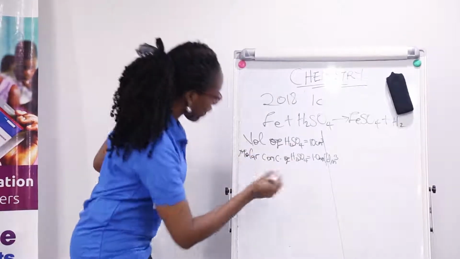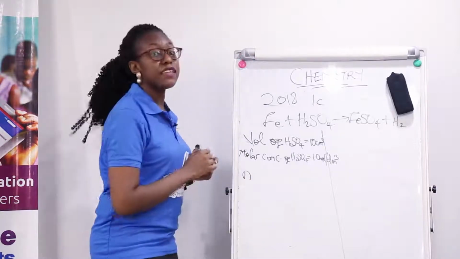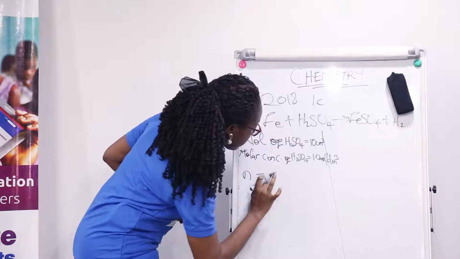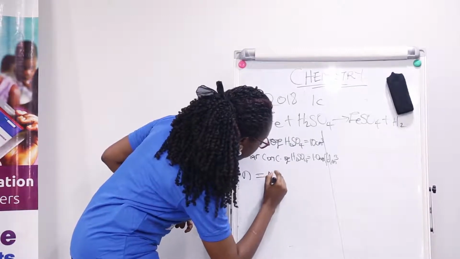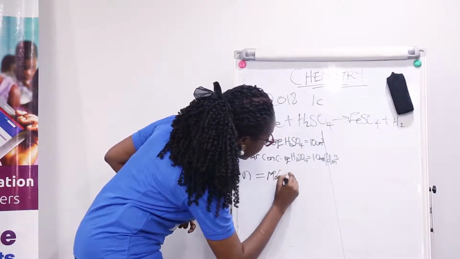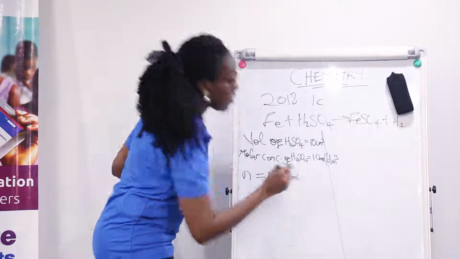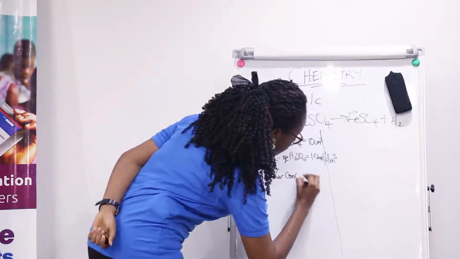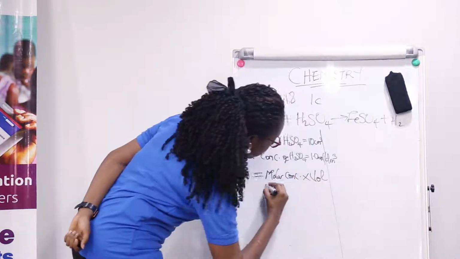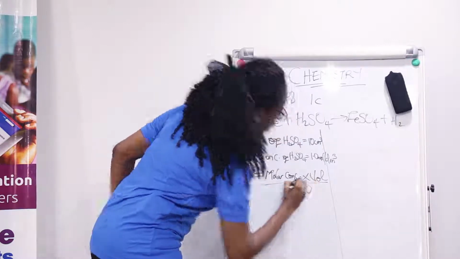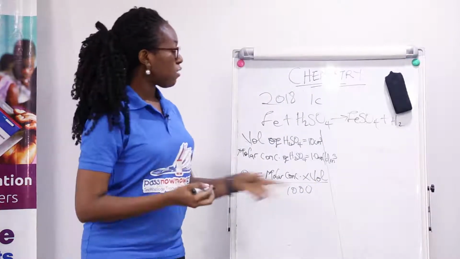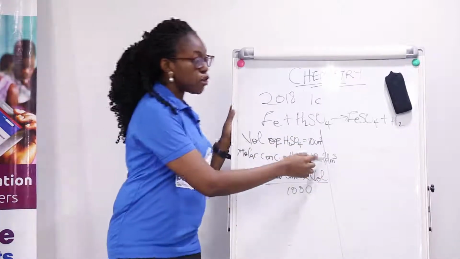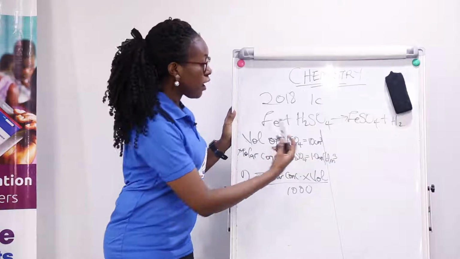The formula to find the number of moles, which we represent as small letter n, is equal to molar concentration, which is our concentration in mole per dm cube, times volume, which is in cm cube over 1000. Now we are dividing by 1000 because our volume is in centimeter cube, and hence we have to convert it to dm cube so it will align with our molar concentration.